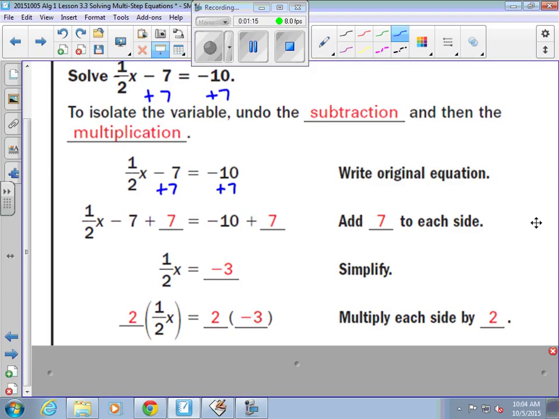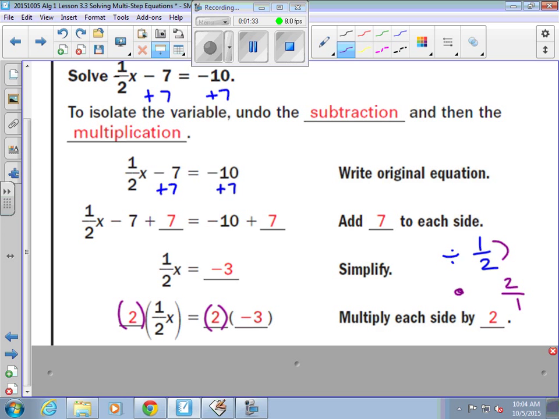Remember, dividing by 1 half is the same thing as multiplying by its reciprocal, 2 over 1. And that's why it's multiplying by 2 right here. Multiplying that by 2 and multiplying the right side by 2.